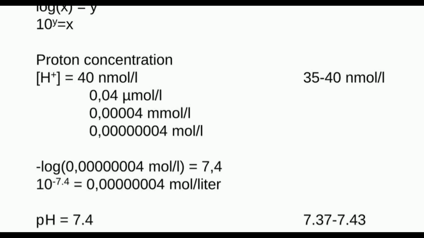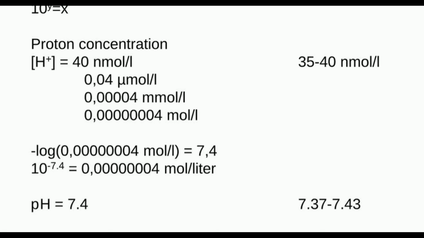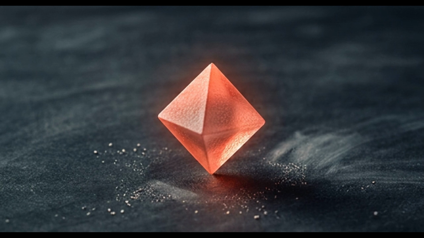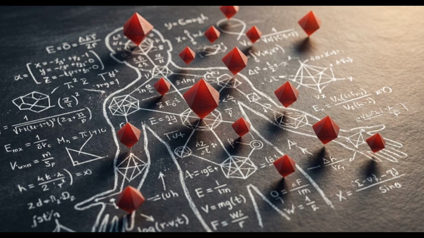This slide shows that a pH of 7.4 translates to exactly 40 nanomoles of hydrogen ions per liter of blood, or 0.00000004 moles. Human existence relies on preventing this specific, microscopic number of free protons from fluctuating. The biological paradox is that the process of staying alive actively threatens this baseline.